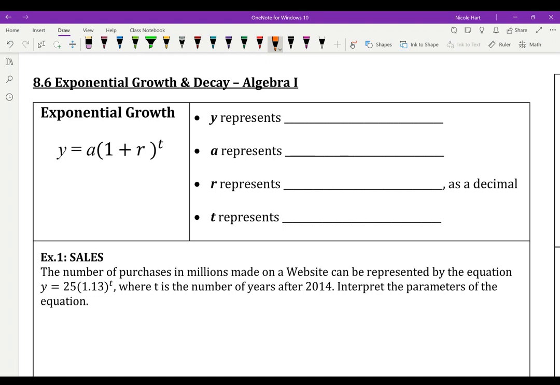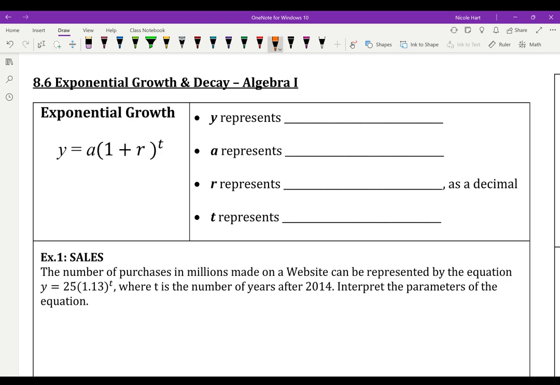3, 2, 1. Hi everybody, 8.6 exponential growth and decay is what we are talking about today. We're going to talk about three different functions that we can use to write equations about different situations involving either the growth or decay of an amount. So the first one is going to be just basic exponential growth.